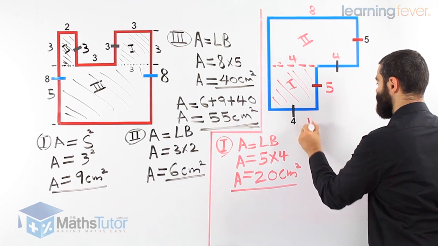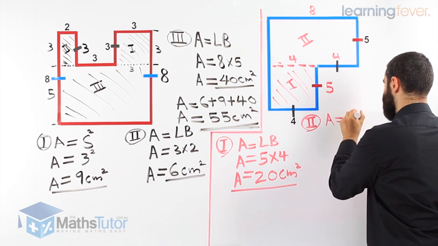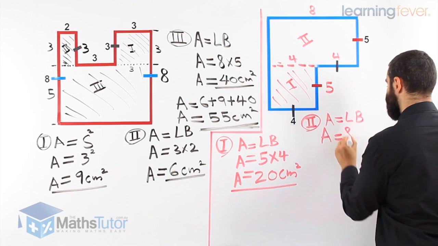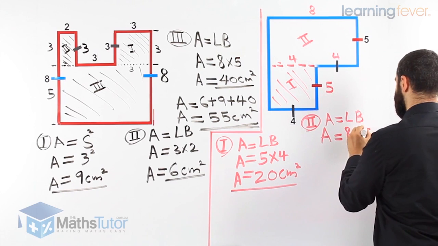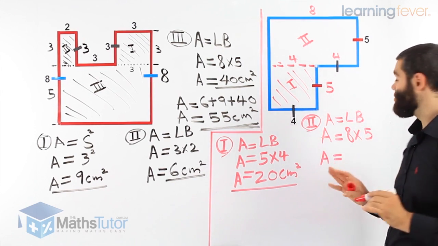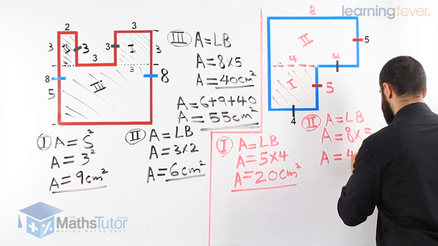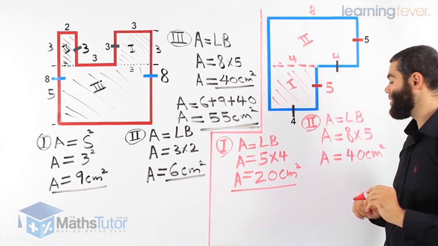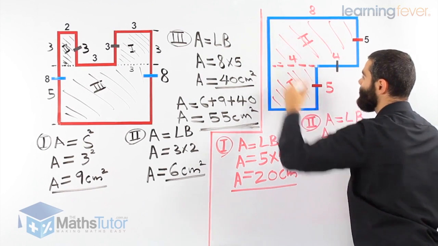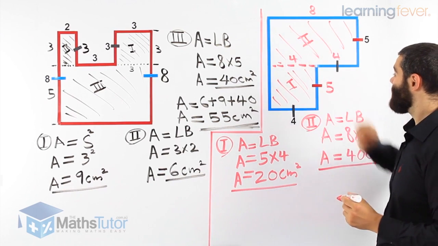So area 2: length times breadth. The length is 8 and the breadth is 5. Area equals 8 times 5, 40 square centimeters. So that's the area of 2. That's done. We've done area 1. We can now add them up, area 1 plus area 2.